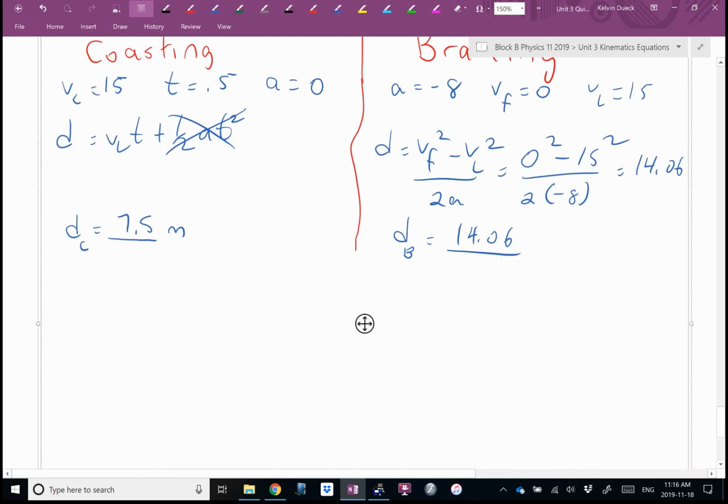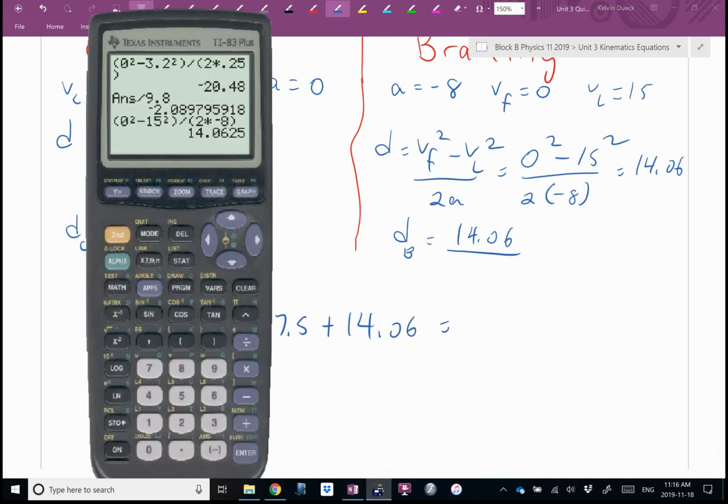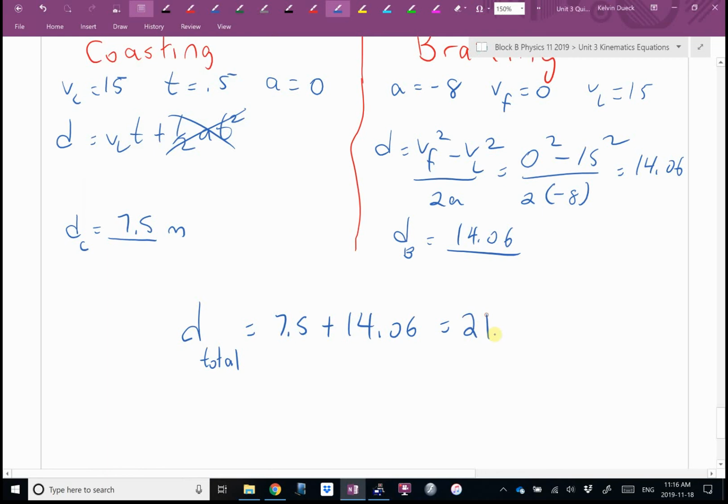So, D total equals 7.5 plus 14.06, which is going to be 21.5. I'll take 21.5. I'll take 21.6. I'll go 21.6 meters. If you got that, 4 out of 4.